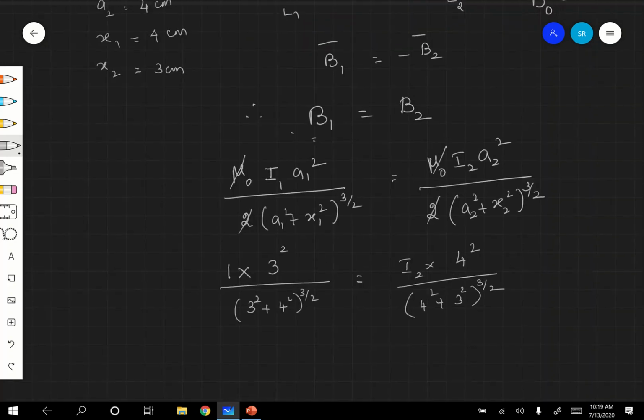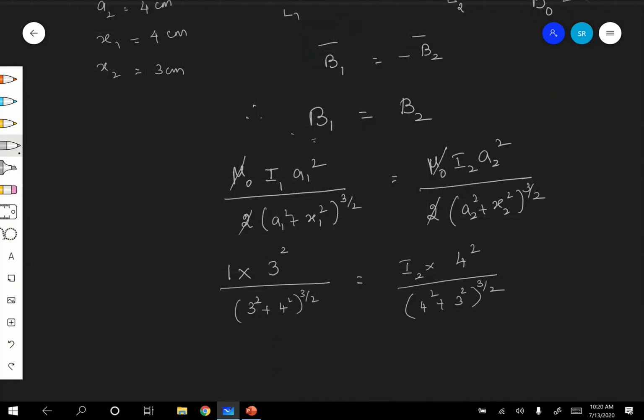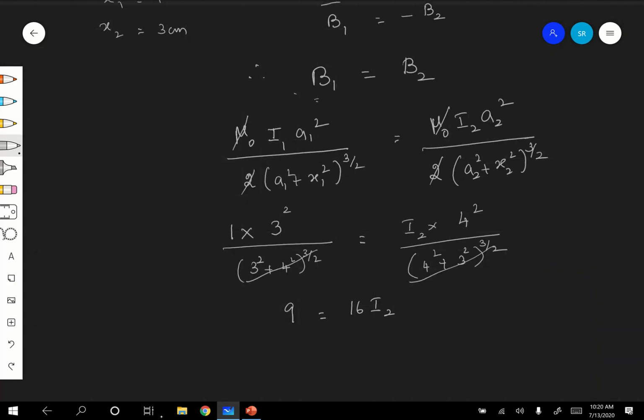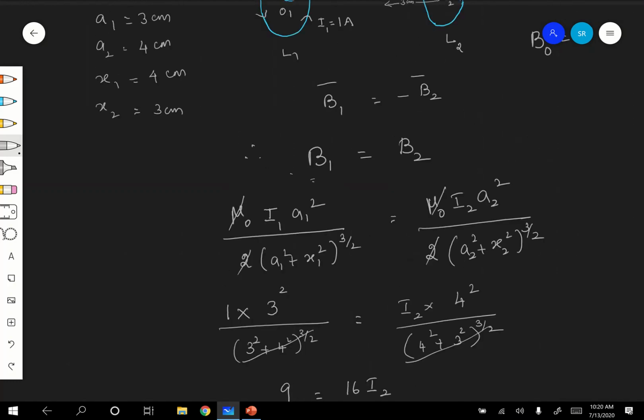No need for any calculation here. Unnecessarily don't convert it to 0.04, 0.03 and all. You should do the calculation smartly. Here everything is 3, 4, 4, 3. It is not going to matter at all. Close your eyes and cancel it. Why unnecessarily substitute and find everything? Therefore, that is 9, equal to 16 I2, correct? Therefore, I2 is equal to 9 by 16, which is 0.56 amps. 0.56 amps. Is it clear?